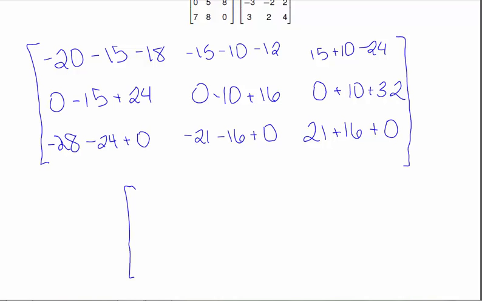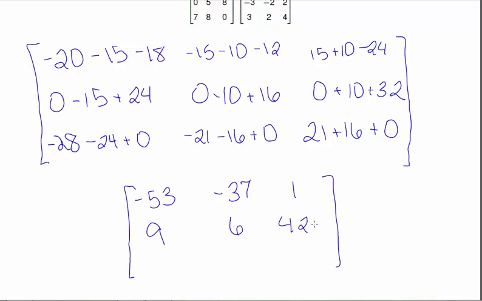Negative 20 minus 15 minus 18 is minus 53. Negative 15 minus 10 minus 12 is minus 37. 15 plus 10 minus 24 is 1. Negative 15 minus 24 is 9. Negative 10 plus 6 is 6. 10 plus 32 is 42.